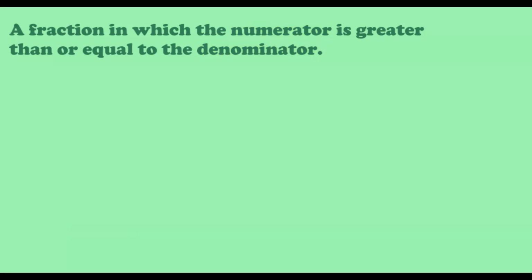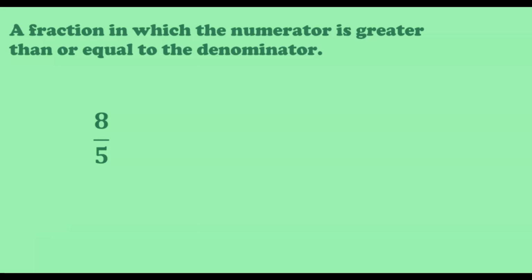Let us consider the fraction 8 divided by 5. Now, what is the numerator? It is the number on top, that is 8. And what is the denominator? It is the number on the bottom, that is 5. Now we can see that 8 is greater than 5. That means that the numerator is greater than the denominator, and hence 8 over 5 is an example of an improper fraction. Now let us model this fraction.